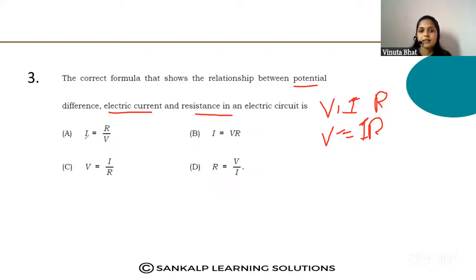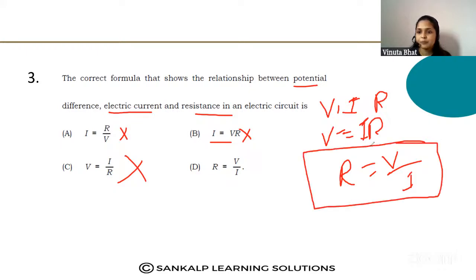Which one is the correct answer? I is equal to R by V is wrong. I is equal to VR is also wrong. V is equal to I by R is also not possible. Here, R is equal to V by I is the possible correct answer for this question. R is equal to V by I. Option D is the correct answer.